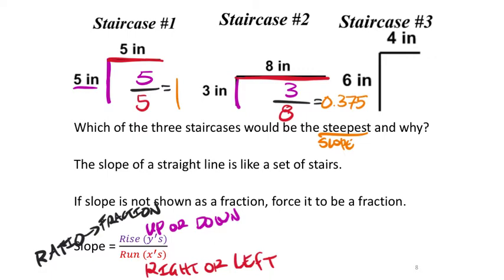But what about staircase 3? Well, staircase 3 has a ratio of rise to run. I can see that it has a rise of 6 and then a run of 4. So that's 6 over 4, which would simplify into 1.5 as a decimal, okay? So I can see that 1.5 is the biggest of the three. So where it asks for which one is the steepest, it appears that staircase 3 is the steepest.